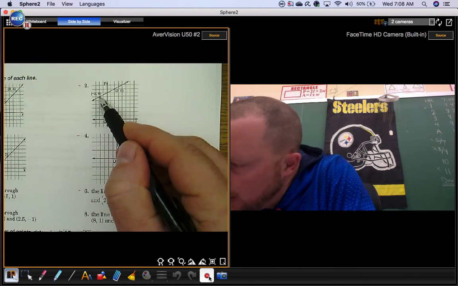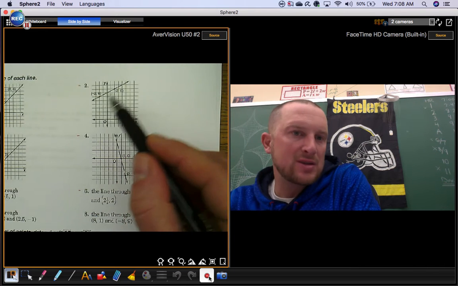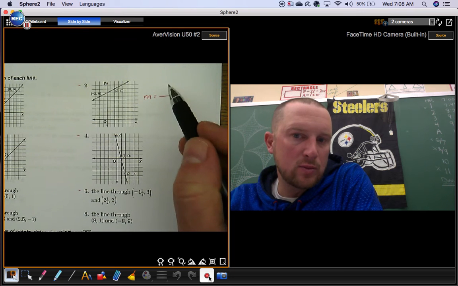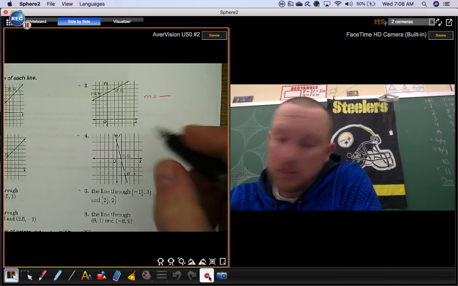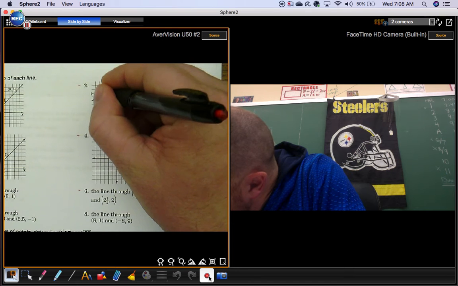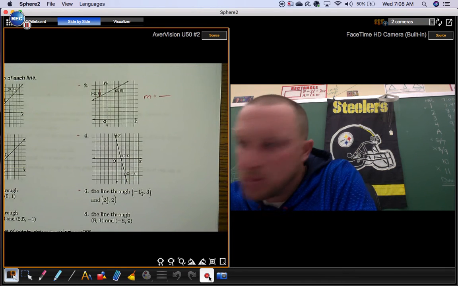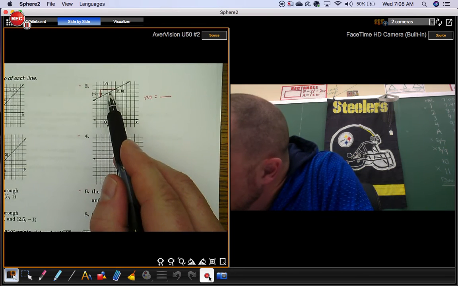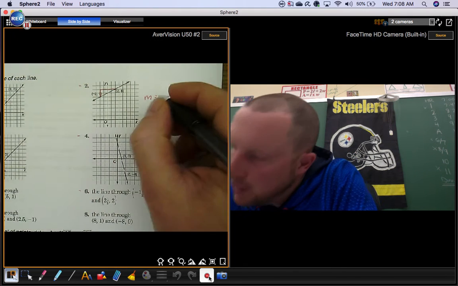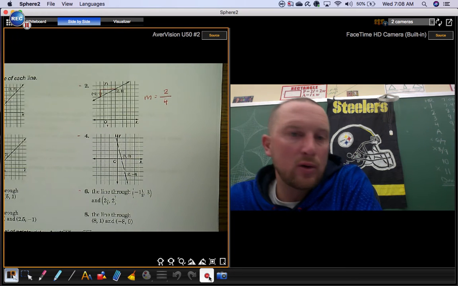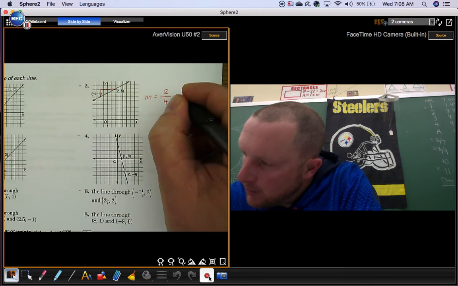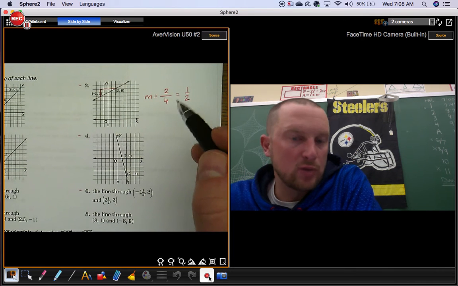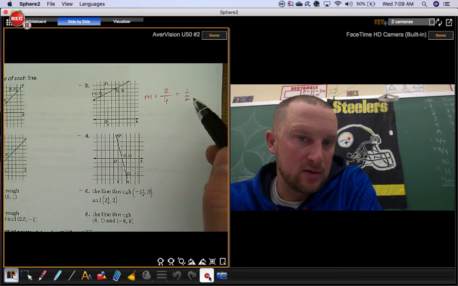So we have a point here and a point here. Notice how the line is going uphill. That means our slope, which is a fraction, is going to be positive. We're going to go up 2, and we're going to go to the right 4. We went up 2 and to the right 4. Reduce your fraction. If you're not sure, put it in your calculator, hit math, enter, enter.